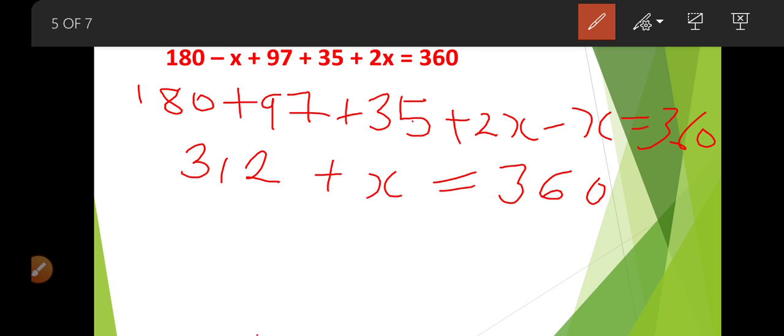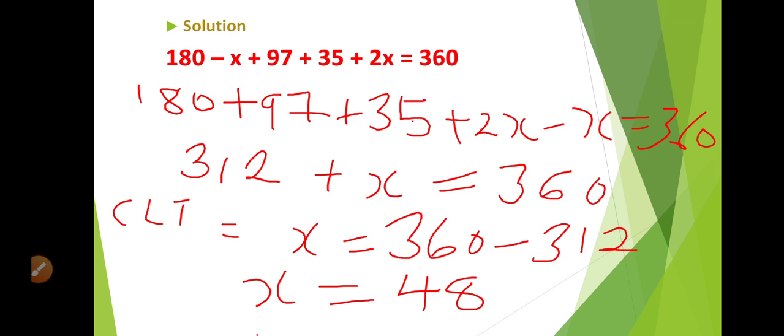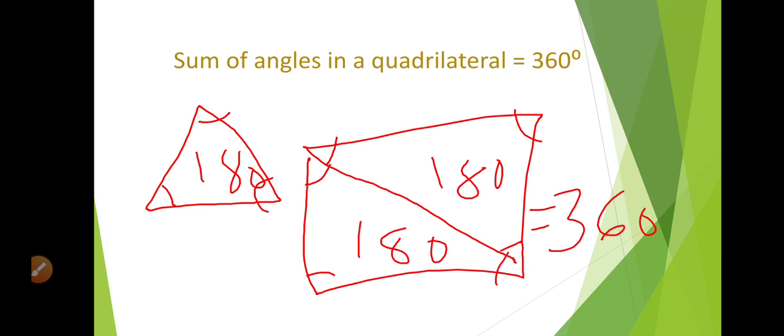So now from here we can collect like terms. Collecting like terms, we have x is equal to 360 minus 312. So therefore x is equal to 48 degrees. So from here we have gotten the answer, x is equal to 48 degrees. So if you have gotten the unknown answer, which is what? 48 degrees. This is the unknown.